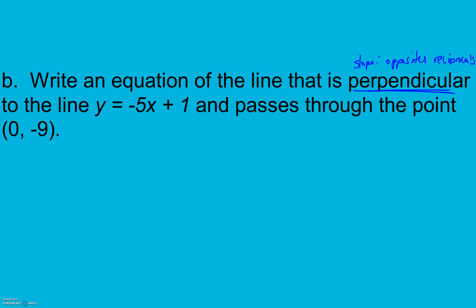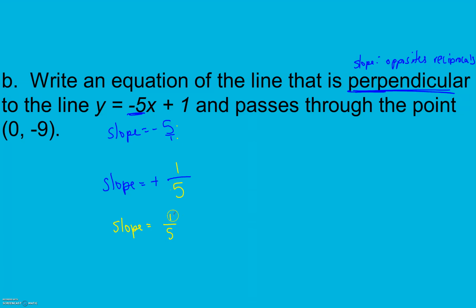So in my original line here, my slope is -5. But because we want the perpendicular line, we don't want -5. We want our slope to be opposite, so positive, and the reciprocal. Remember, we write whole numbers as over 1. So here, my numerator goes to my denominator, and my denominator goes to my numerator. So the slope for this line that I'm looking for is going to be 1/5.